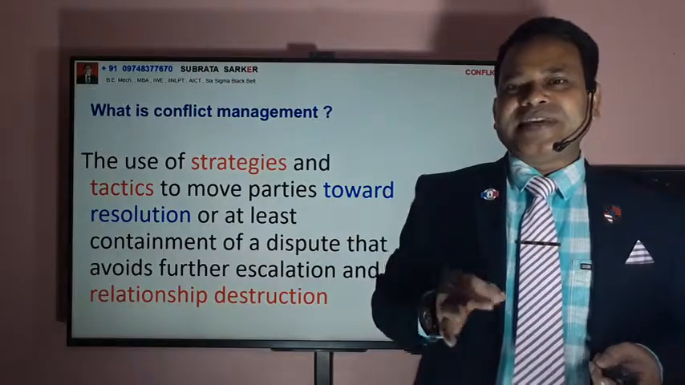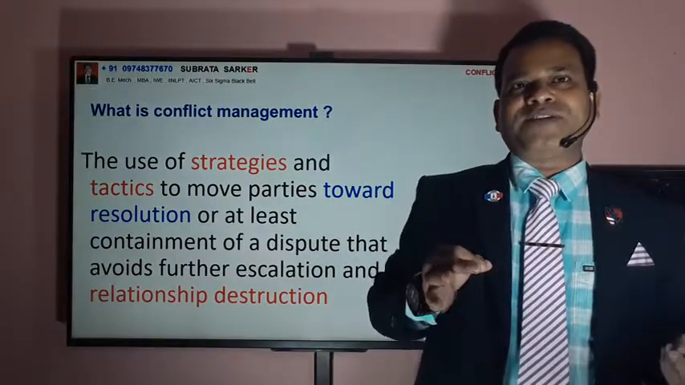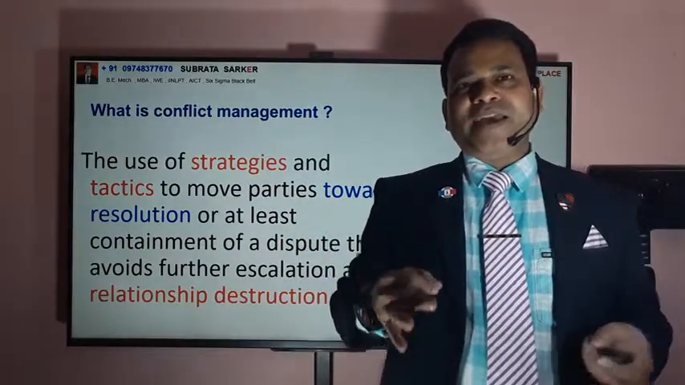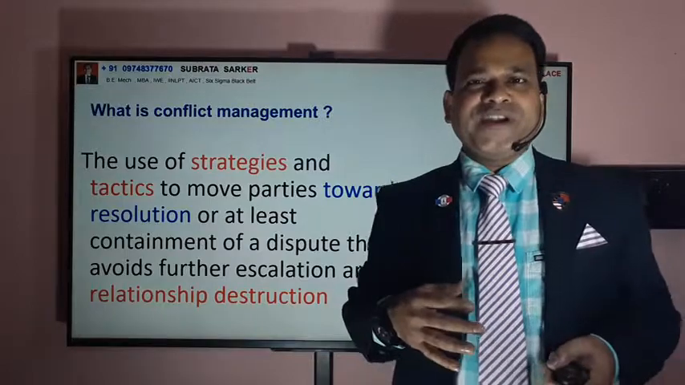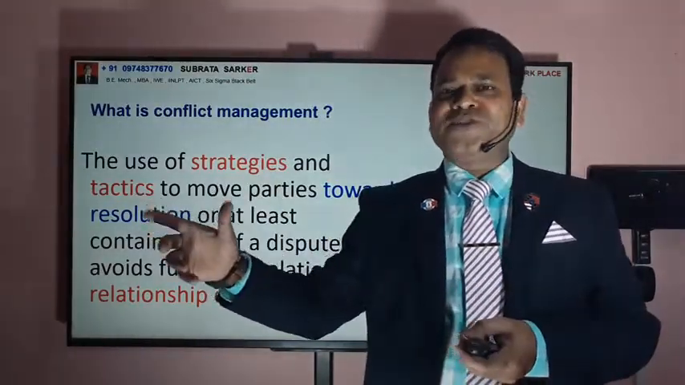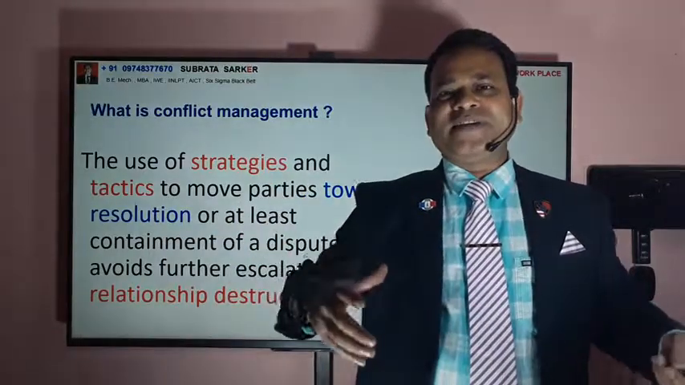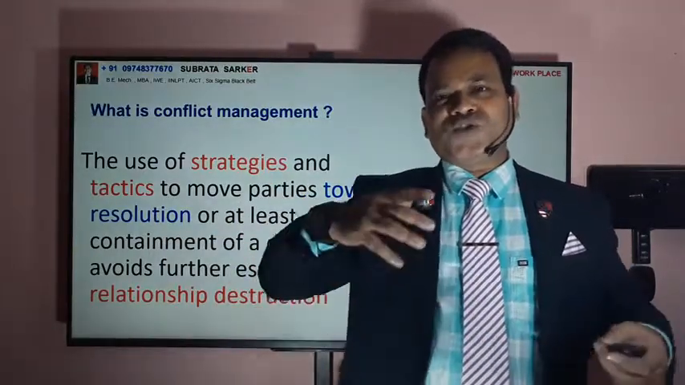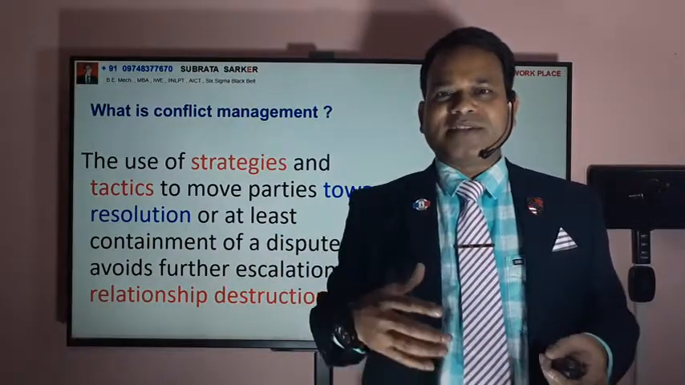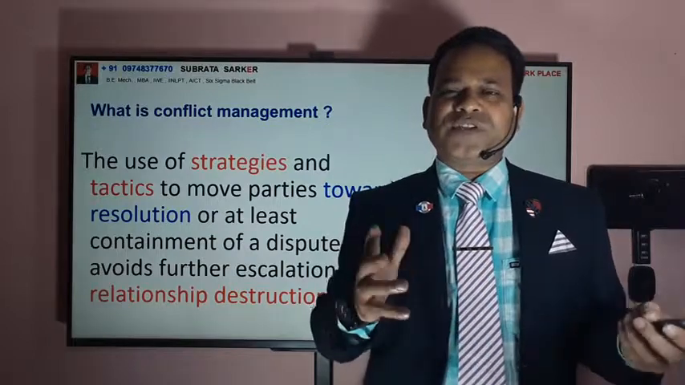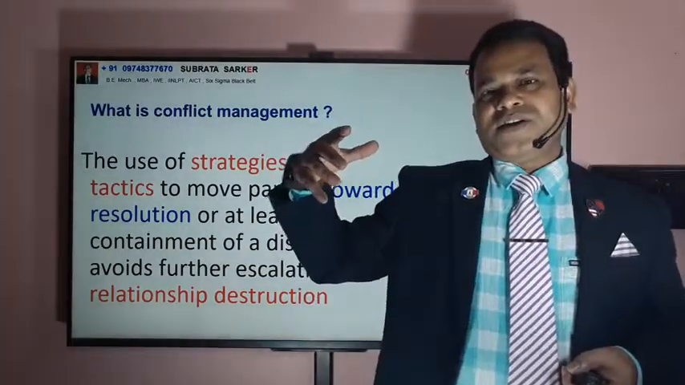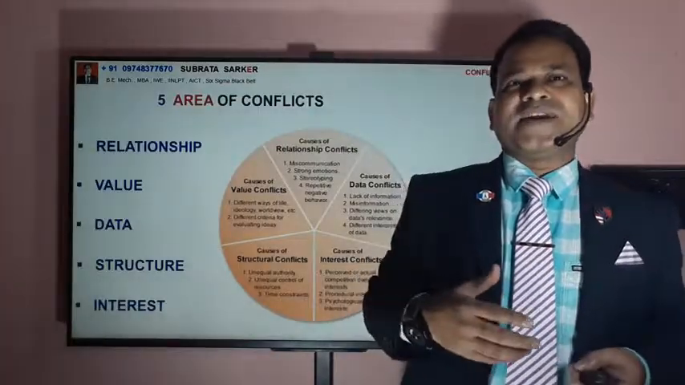Now there are five areas where you will mainly find conflicts. Number one, relationships, values, and data. Suppose for a situation I have one data source and some other people have a different data source. So there will be a difference in the data for the same facts, and conflicts will arise. Then structures or interests. Some people have different interests in the same things, from different departments, so conflicts arise.